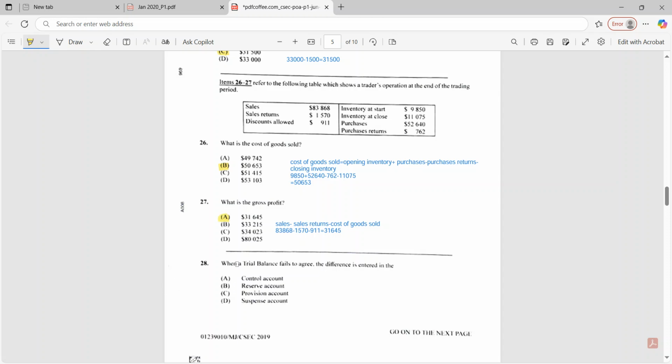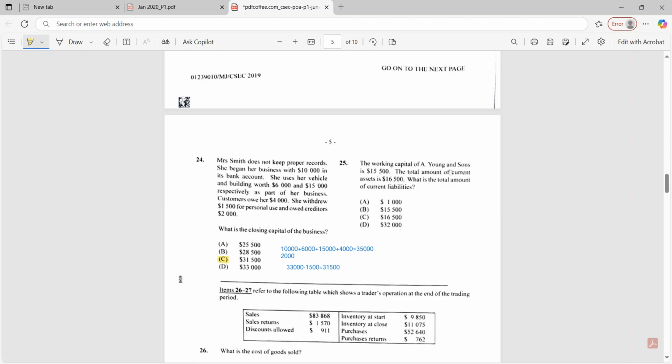Number 28. When a trial balance fails to agree, the difference is entered in a control account, a reserve account, a provision account, or a suspense account. It is a suspense account. Number 28. The working capital of A. Young and Sons is 15,500. The total amount of current assets is 16,500. What is the total amount of current liabilities?